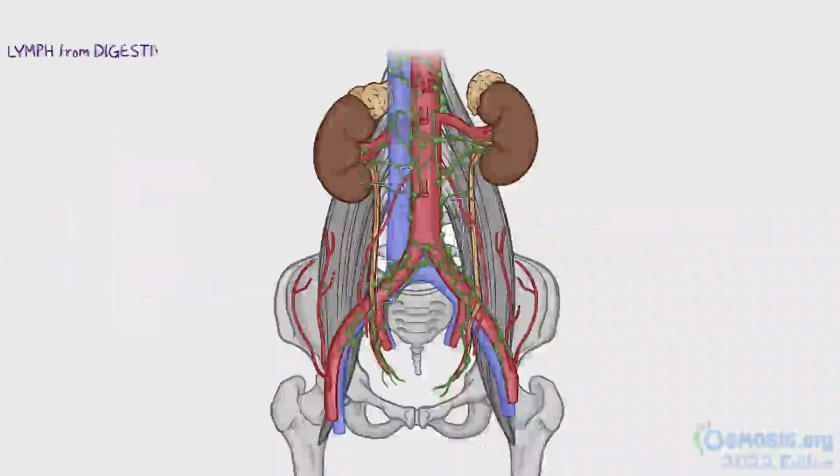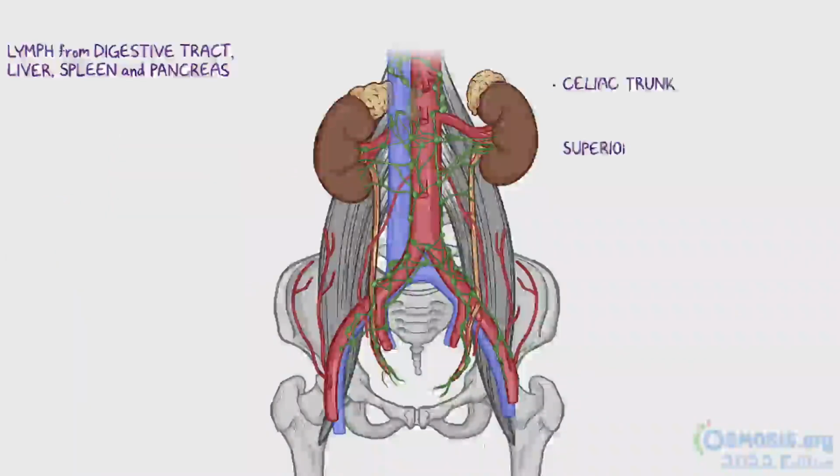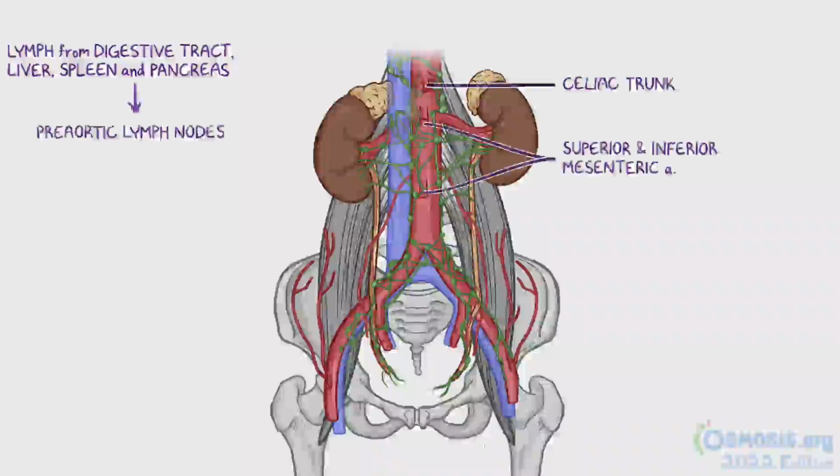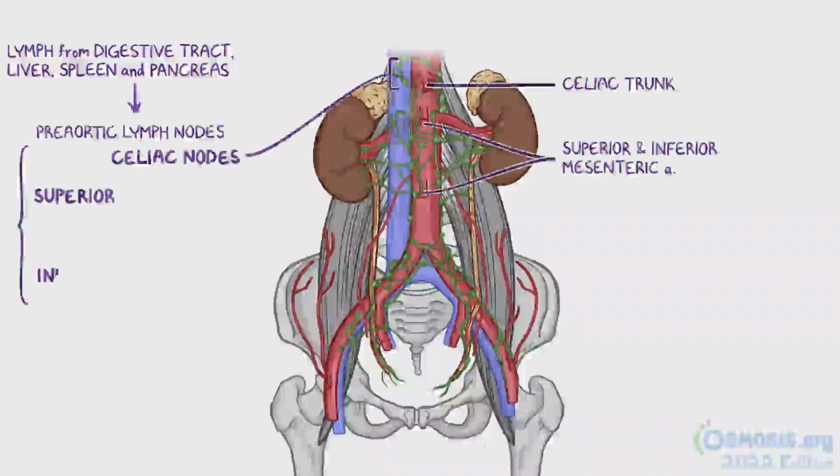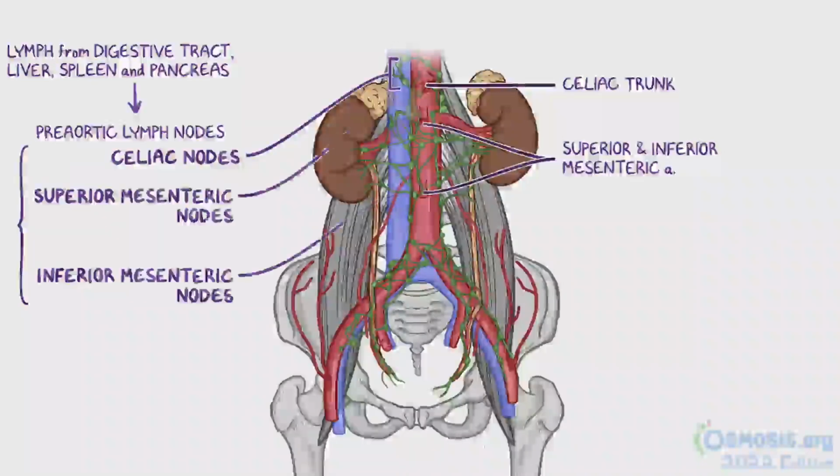Lymph from the digestive tract, liver, spleen, and pancreas passes along the celiac and superior and inferior mesenteric arteries to the pre-aortic lymph nodes, which are known more specifically as the celiac and superior and inferior mesenteric nodes.